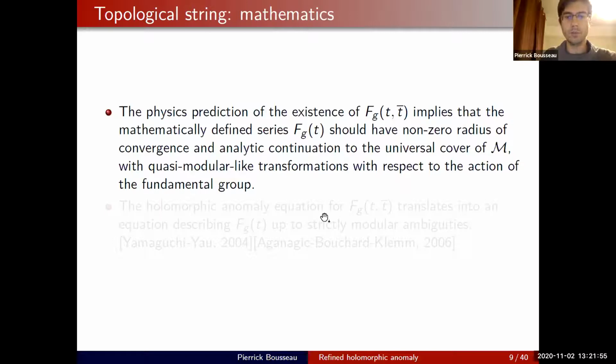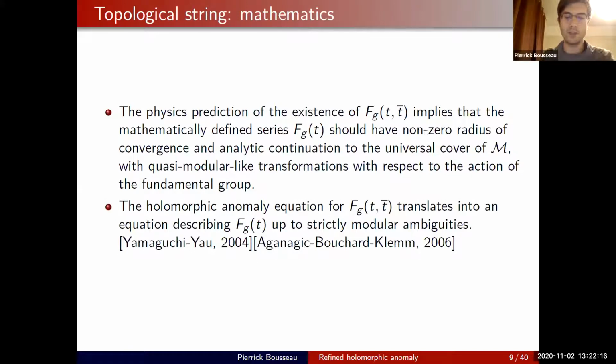So one way to rephrase this statement is that F_g(t, t bar) is a globally defined object on the moduli space which is non-holomorphic, but you can encode the same information as a holomorphic object, which will not be globally defined, but will only be globally defined up to some monodromy-like transformation. And then the holomorphic anomaly equation for F_g(t, t bar) can translate into an equation describing how this holomorphic object F_g(t) fails to be strictly modular.